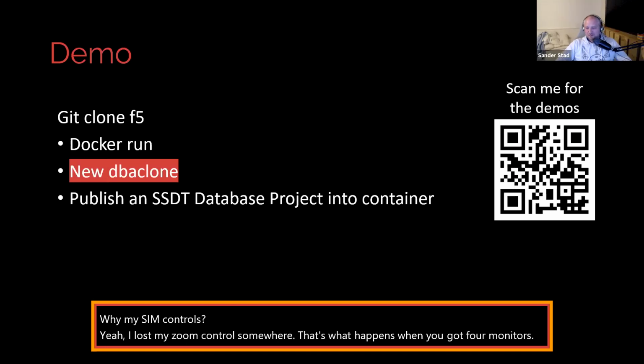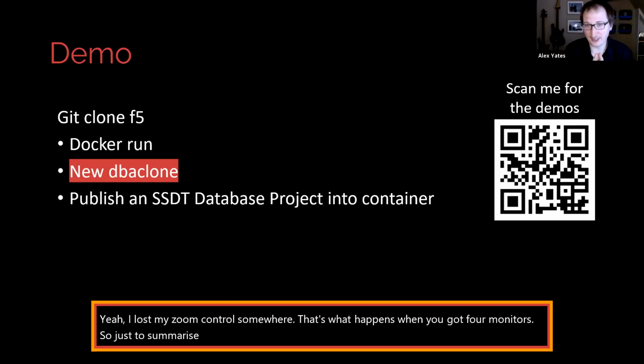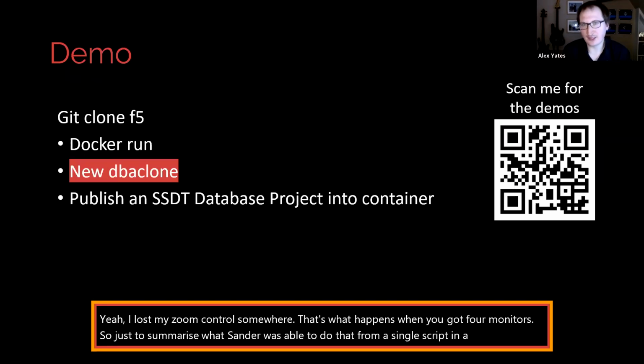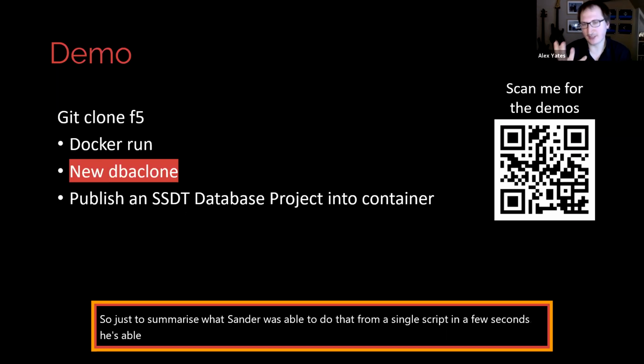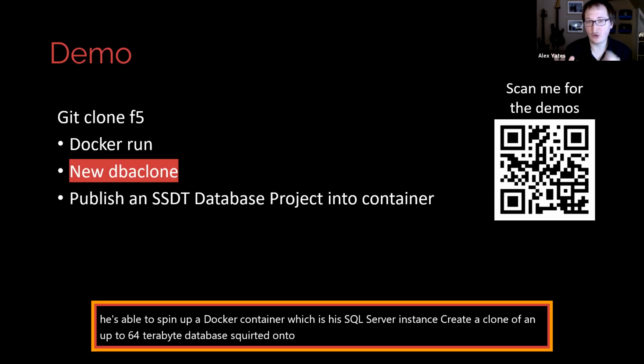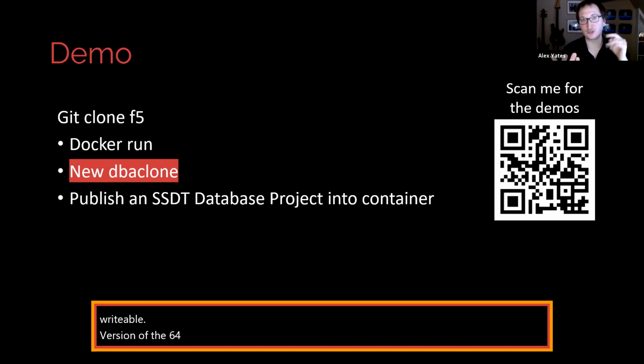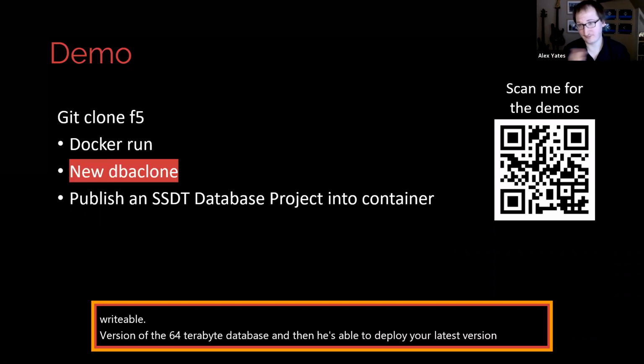So just to summarize what Sander was able to do there, from a single script in a few seconds, he's able to spin up a Docker container, which is his SQL Server instance, create a clone of a database up to 64 terabytes, and squirt it onto that container on your local machine, and that bit is tiny. It doesn't take up any space on disk, yet it's a full editable, readable, writable version of the 64 terabyte database. And then he's able to deploy your latest version of source code against it.